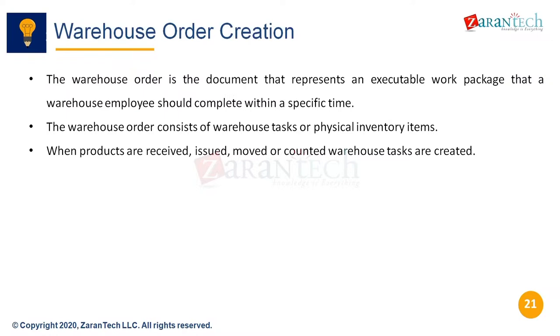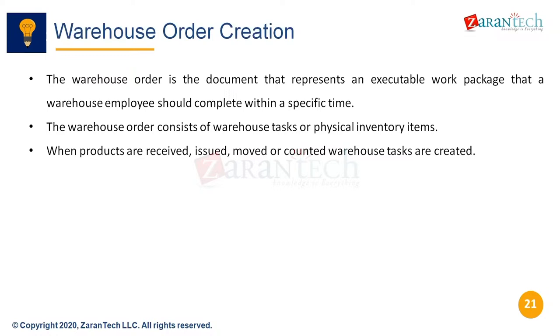We have also seen physical inventory, where a warehouse order consists of physical inventory items. It is a task only, but we call that an item. In physical inventory, we count. It's not an execution task, it's a count item in a warehouse order. When you see a warehouse order for physical inventory, it looks like tasks, but we call the content physical inventory items, because it's not a movement or any execution we're going to perform, it's a different activity, counting. So we call the task a physical inventory item.